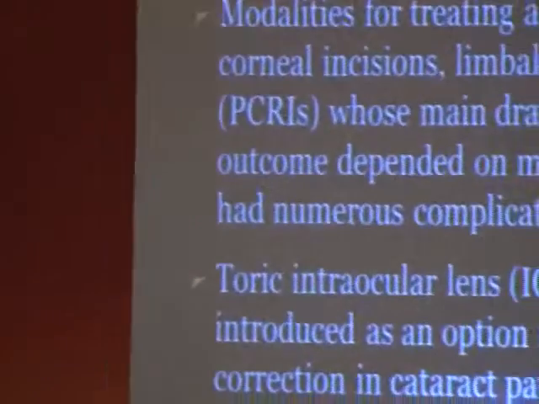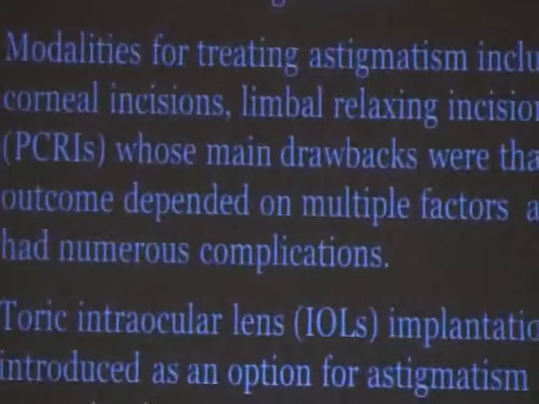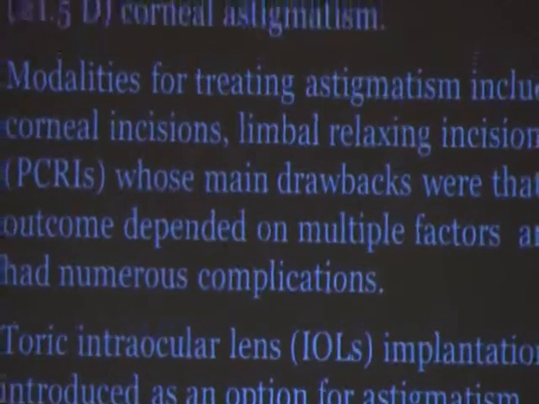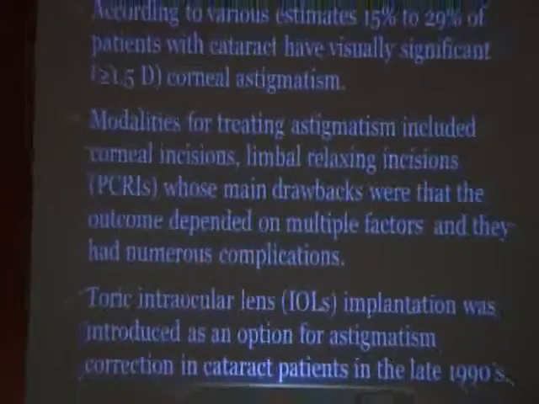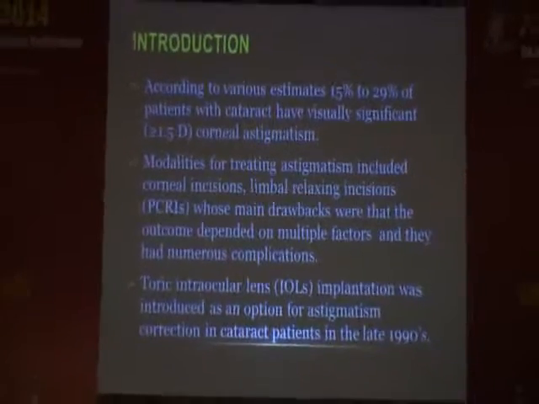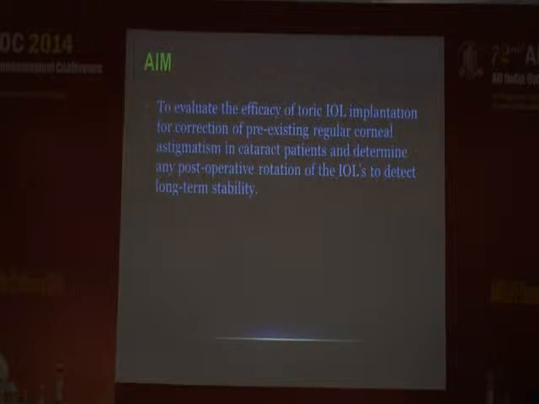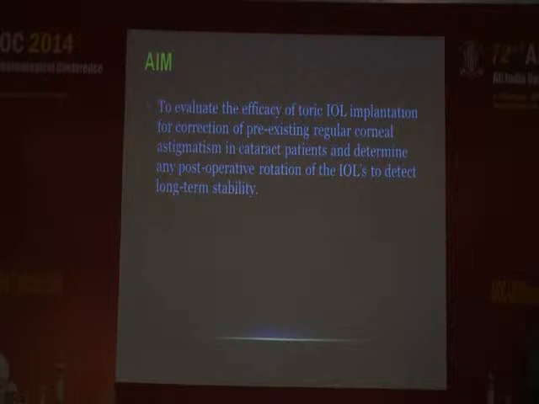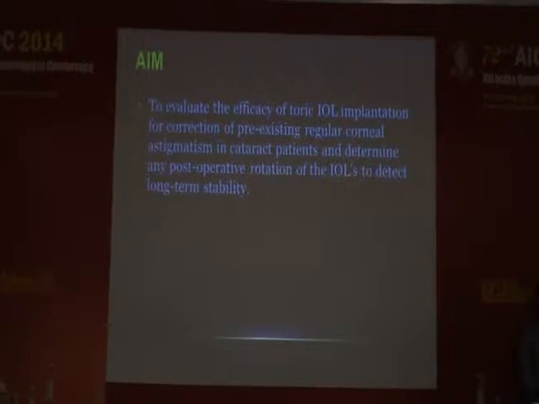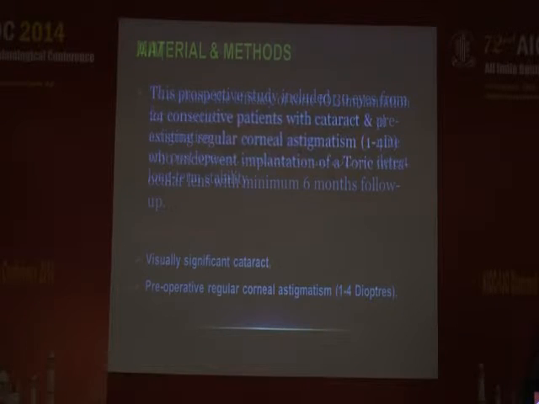Modalities for treating astigmatism included corneal incisions and limbal relaxing incisions, whose main drawbacks were that the outcome depended on multiple factors, and there are numerous complications related to wound healing and dry eye. Toric intraocular lens implantation was introduced as an option for astigmatism correction in cataract patients in the late 1990s. The aim of my study is to evaluate the efficacy of toric intraocular lens implantation for correction of pre-existing regular corneal astigmatism in cataract patients and determine any post-operative rotation of the lens to detect long-term stability.